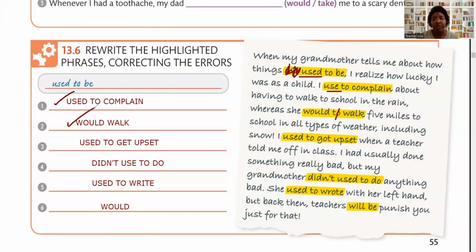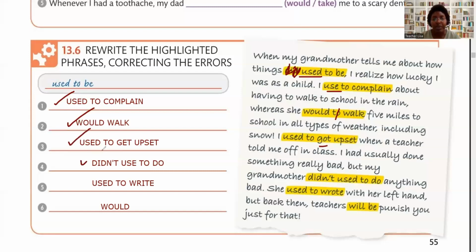Number three, used to get upset. The problem is with the got. Here they have got. Remember, the used to tells us we're in the past, so we can't do anything to the verb. We don't change it. We just leave it in its infinitive form. We don't agree. We don't do anything with it. Just used to get upset.